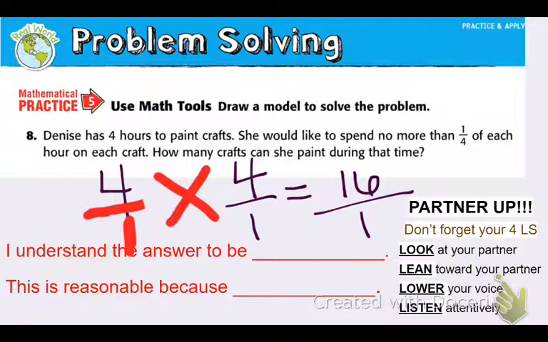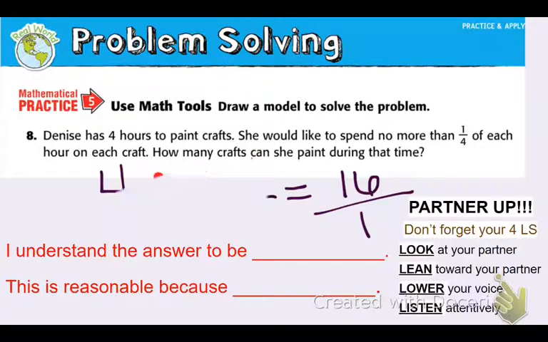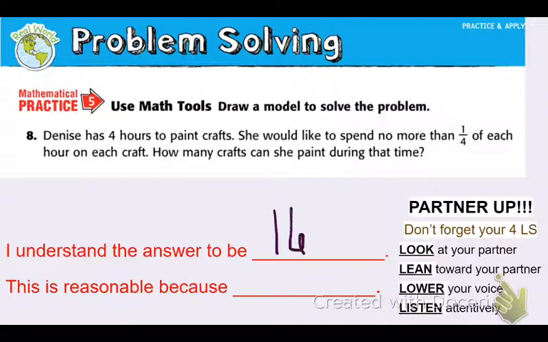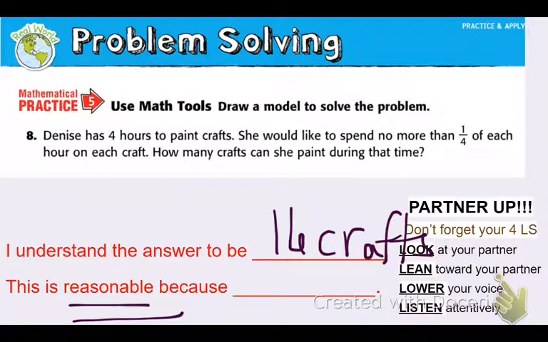So the step that I have to do next is to go ahead and simplify that fraction. I don't want to have it over 1. I'm going to rewrite it so it's equivalent, and I'm going to use just the whole number. I understand the answer to be 16 crafts. I know my answer is reasonable because if I check through multiplication, 4 times 4 is 16. I know I have the right answer.